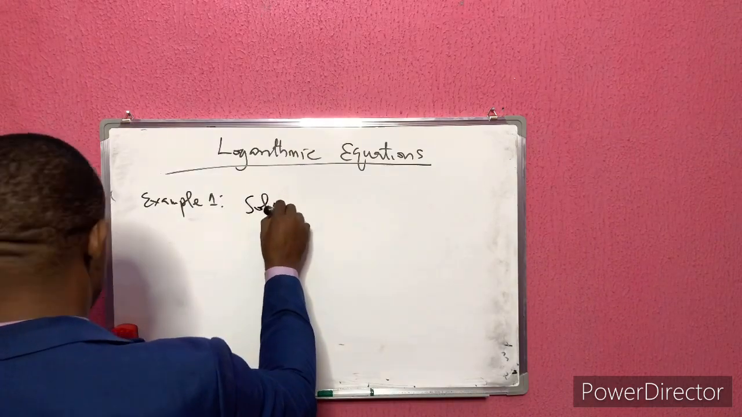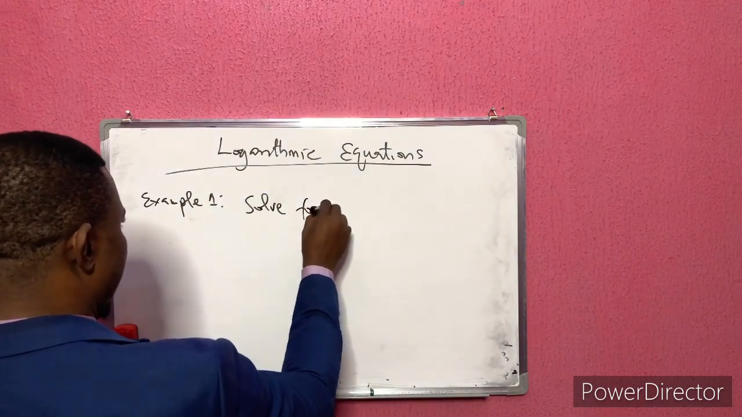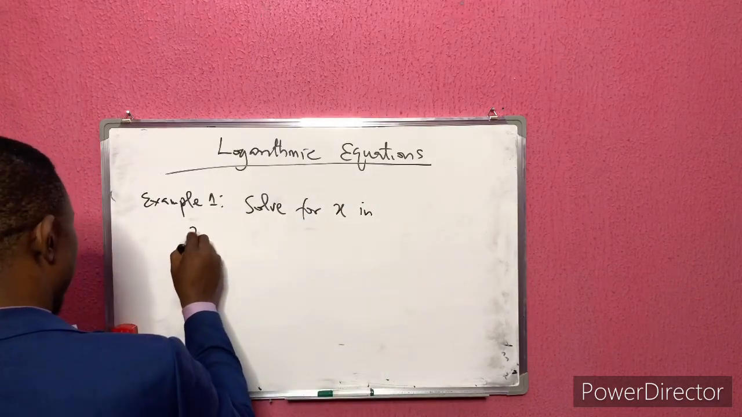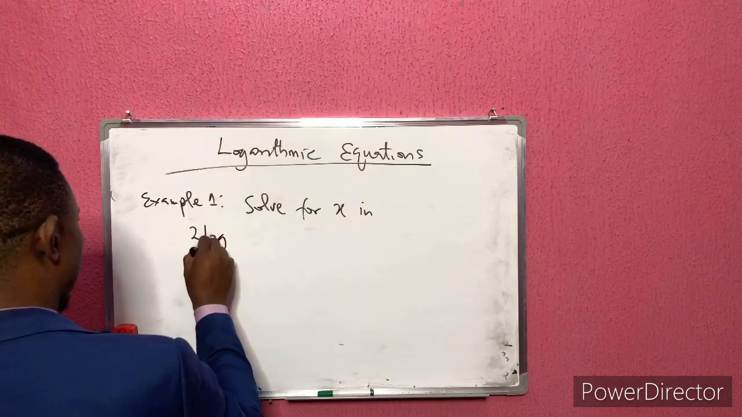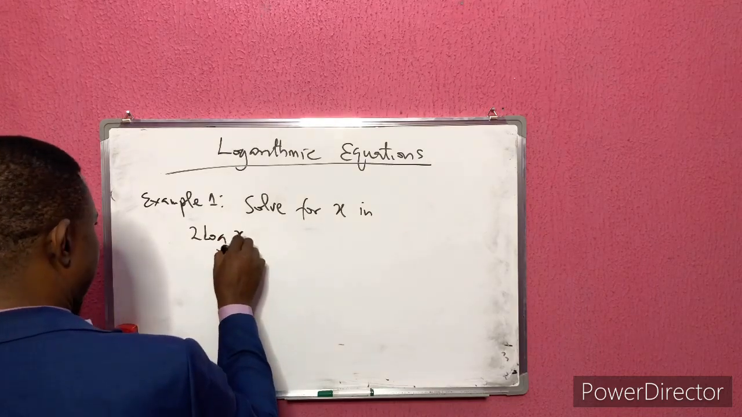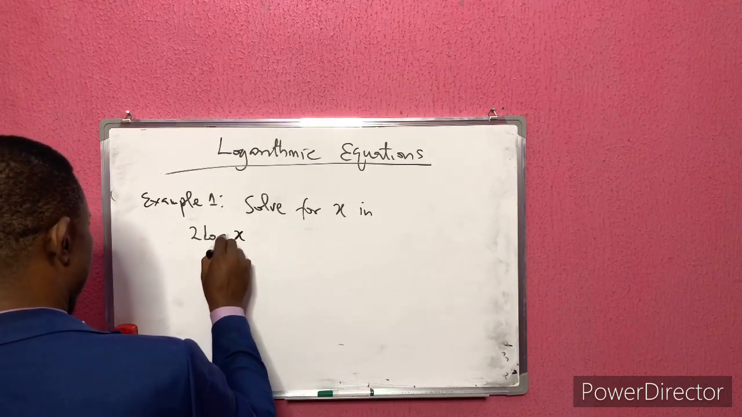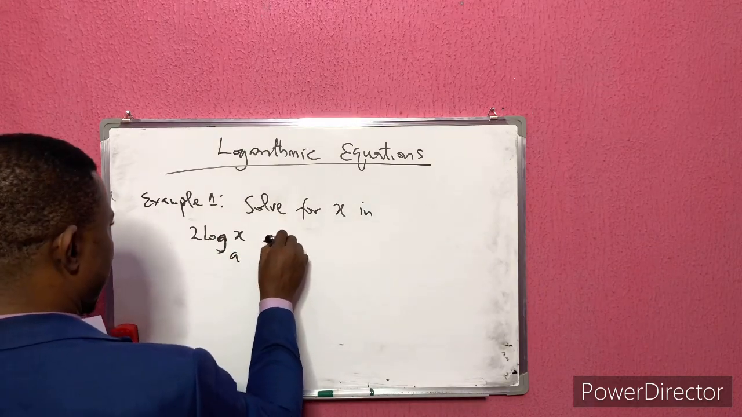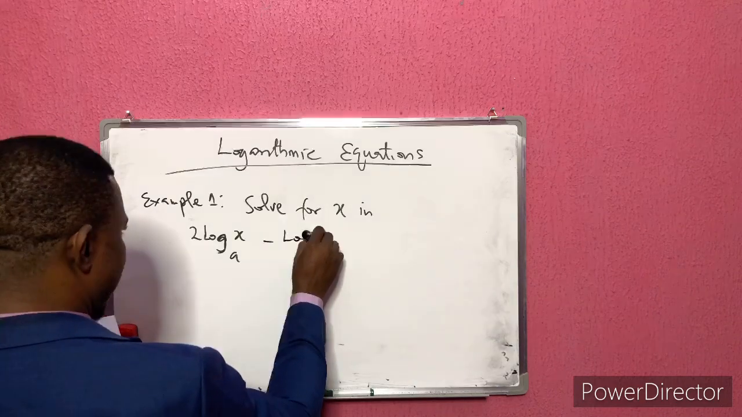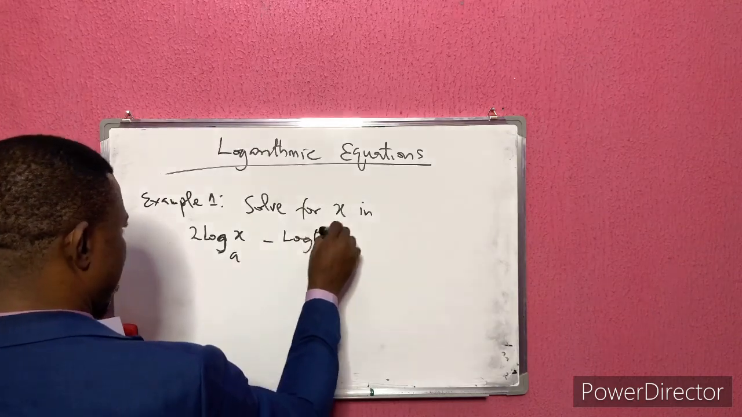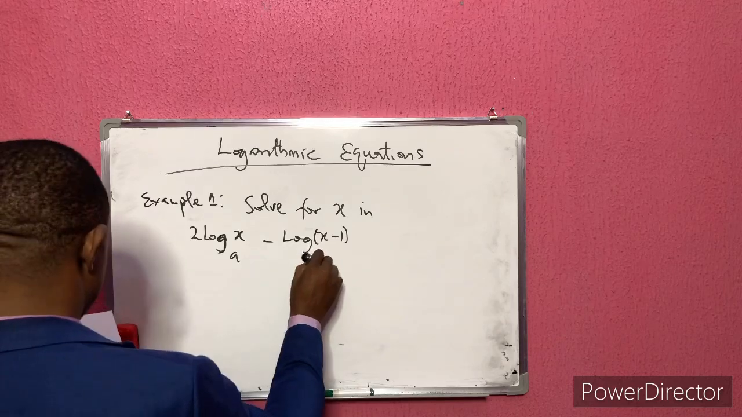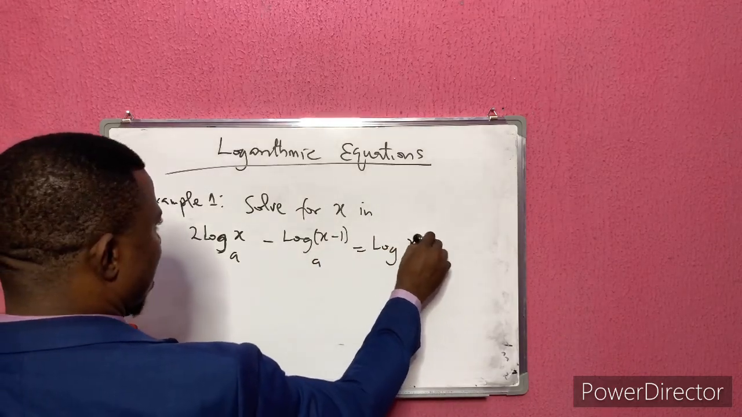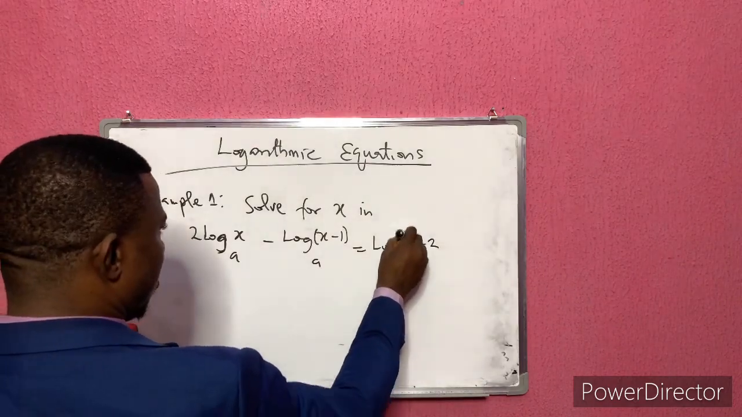Solve for x in 2 log x base a minus log x minus 1 base a equals log x minus 2 base a.